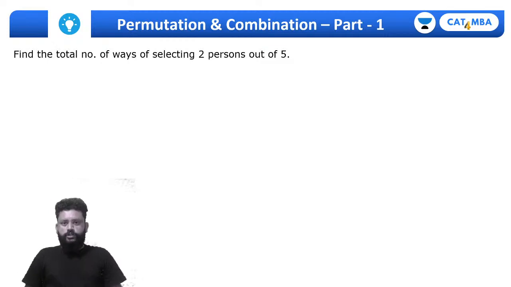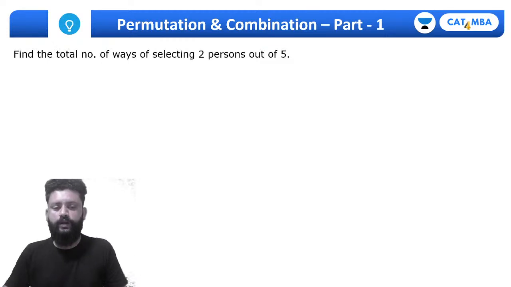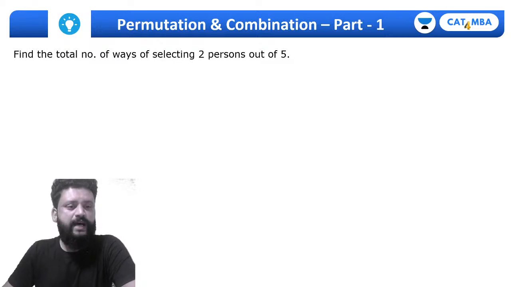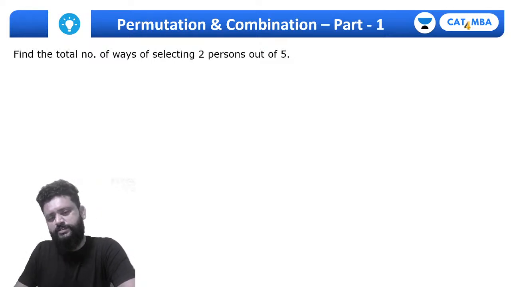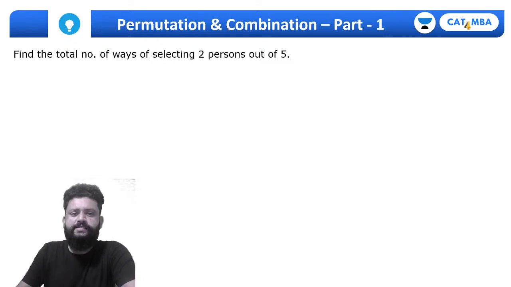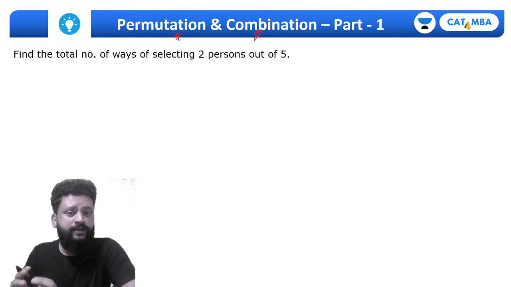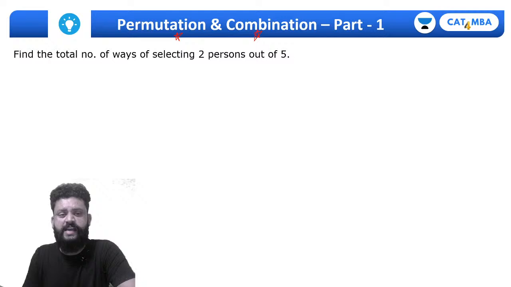Okay, so I'll get you through the basics. First thing, let's understand this simple example: find the total number of ways of selecting 2 persons out of 5. So we'll understand the difference between permutation and combination, what exactly permutation is, what combination is, and what the formulae are. That's what I'm going to brief you on in the next 10 minutes.